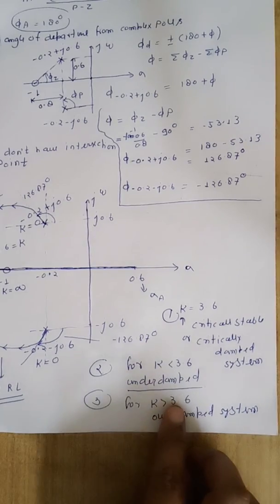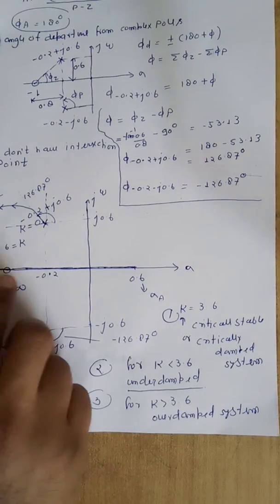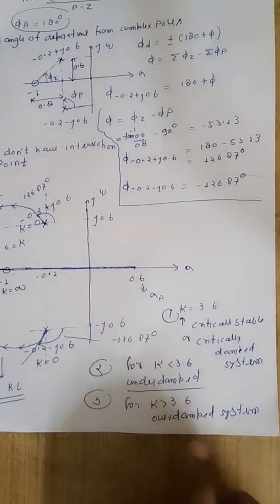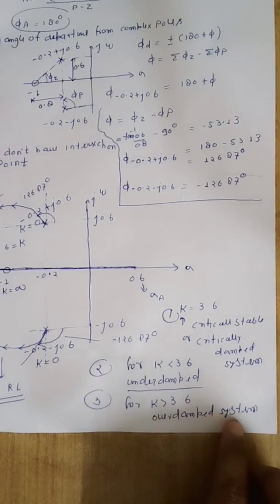For k greater than 3.6, what will happen? Roots will lie on the real axis, or you can say roots are real, so system is over damped system.